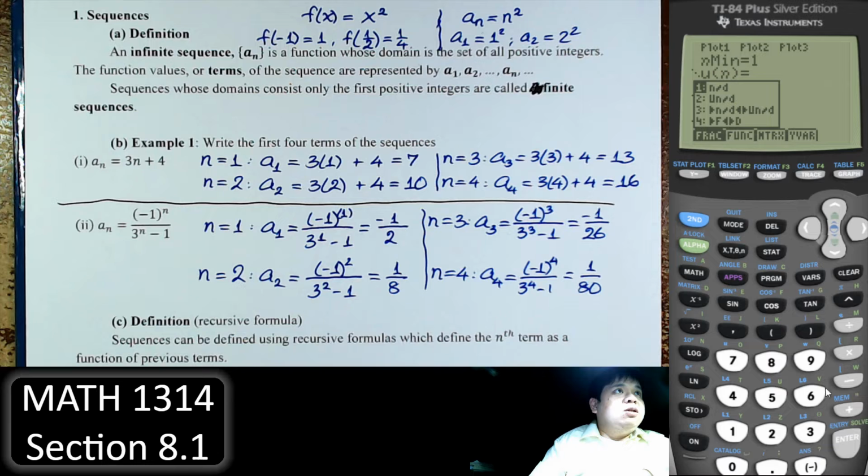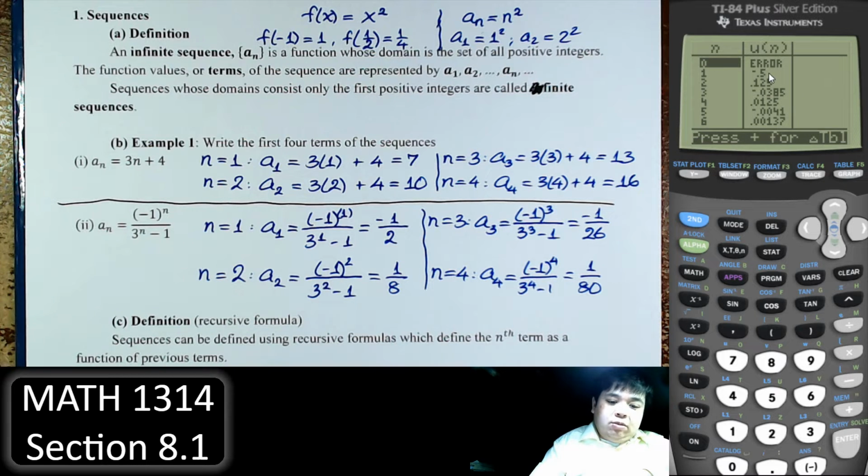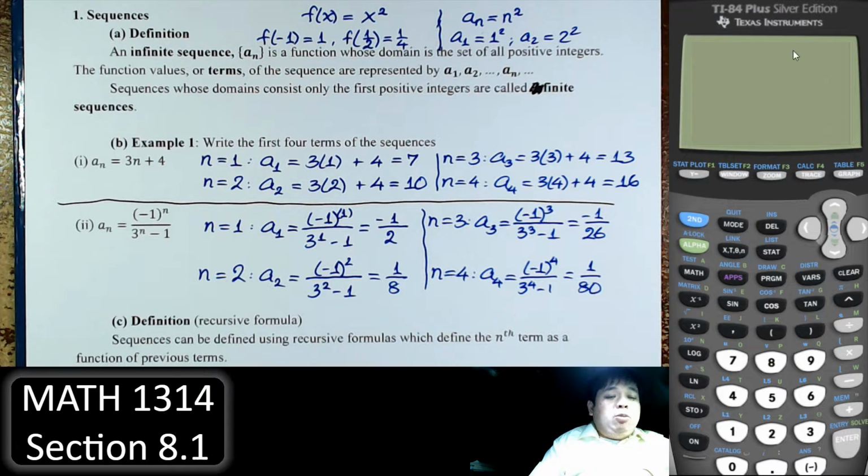Let's see a fraction. Negative 1, once again this is negative, not that, to the n, over 3 to the n minus 1. So we have those numbers. If you want to see it as a fraction, it's very easy.